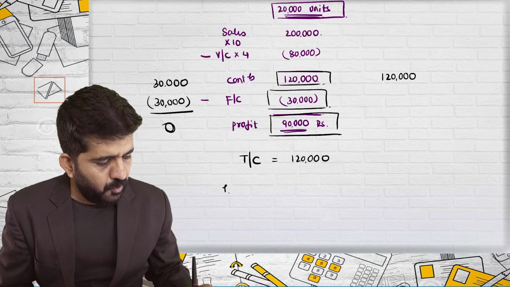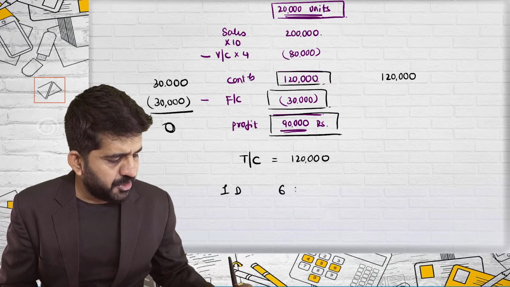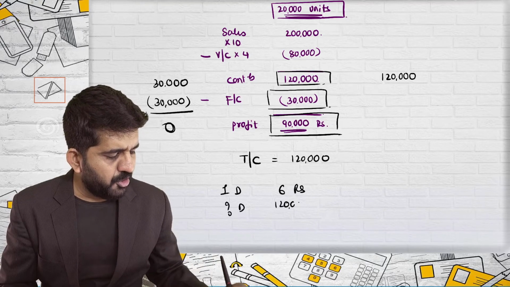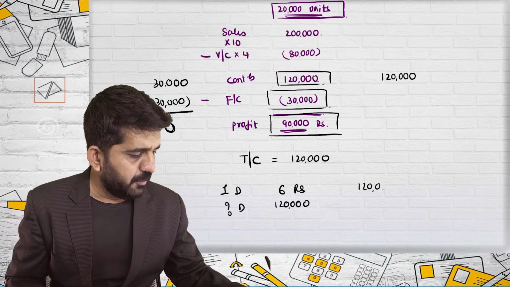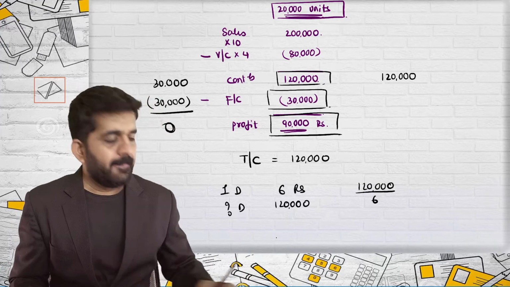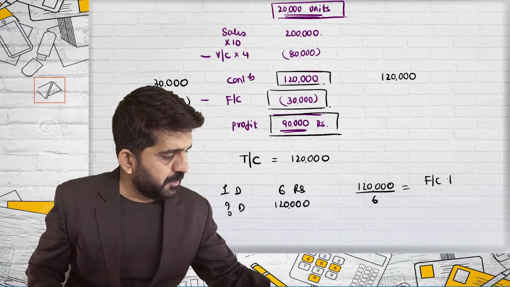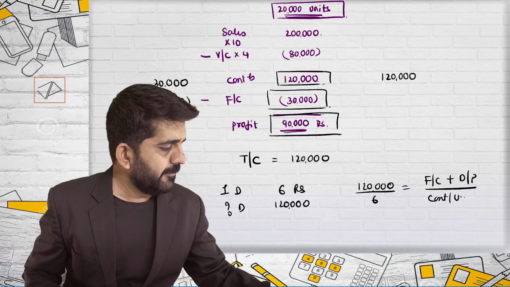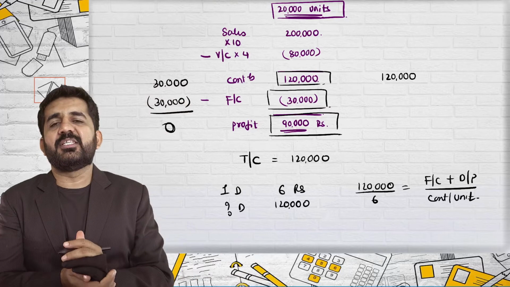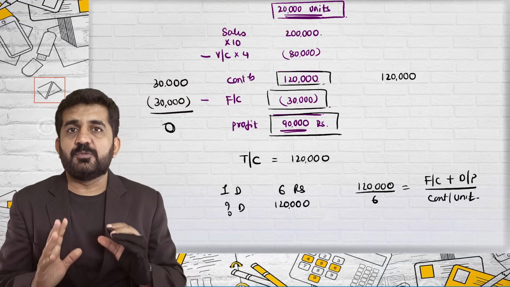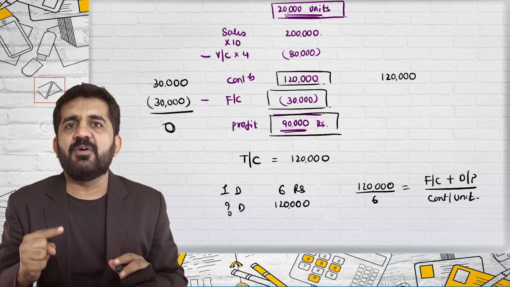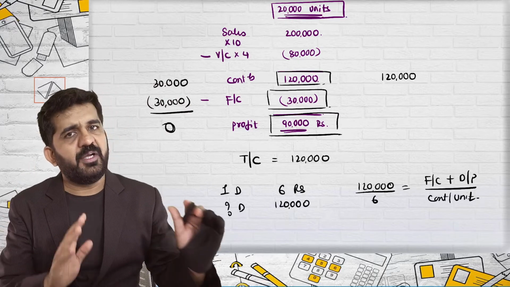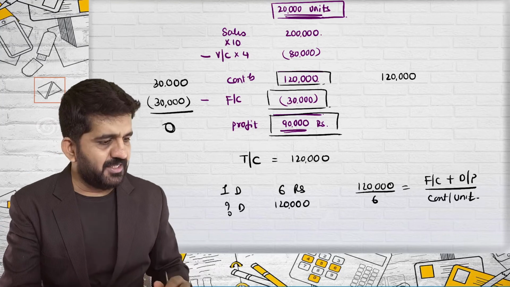How much total contribution do I want? 1,20,000. One dish gives me how much contribution? 6 rupees. So how many dishes will give me a total contribution of 1,20,000? That is 1,20,000 divided by 6. What is 1,20,000? It is fixed cost plus desired profit. And 6 is contribution per unit. And so this gives me the answer for desired profit. It is the brother of the break-even point. At break-even point, my desired profit is 0. And at a desired profit, my desired profit will normally be some positive amount.